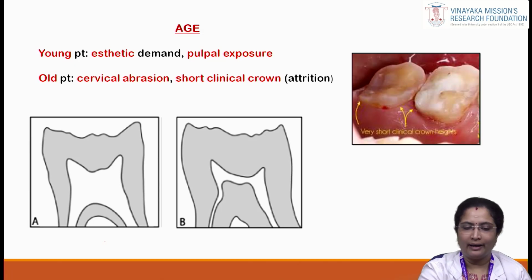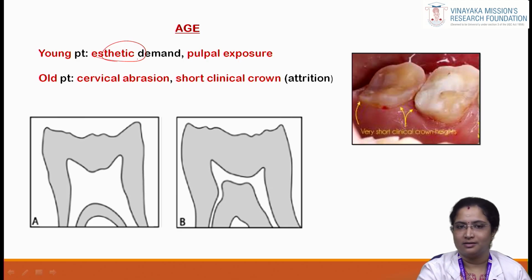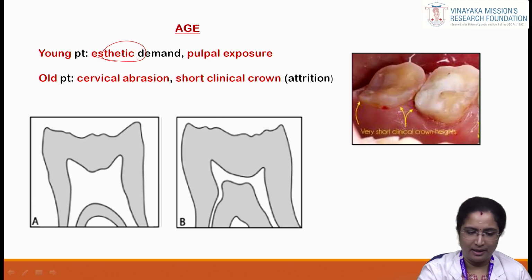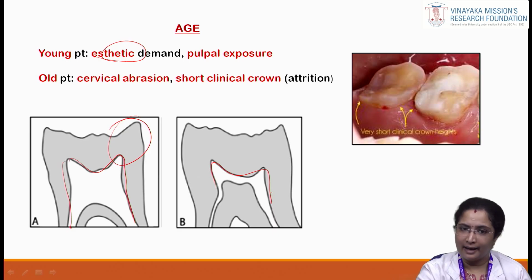As we all know, younger patients are aesthetically demanding patients. One more thing to consider in a younger patient is the pulpal exposure during preparation. Basically, the pulp outline of a younger patient is going to be wider, in close proximity to the area where we are going to do the tooth preparation. In an older patient, the pulp outline is going to be narrower as compared to a younger patient.